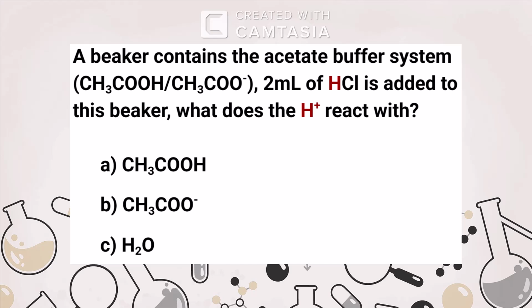Ready? The answer to this question is option B. The H plus from the acid reacts with the conjugate base of this system, which is the acetate ion shown in option B.